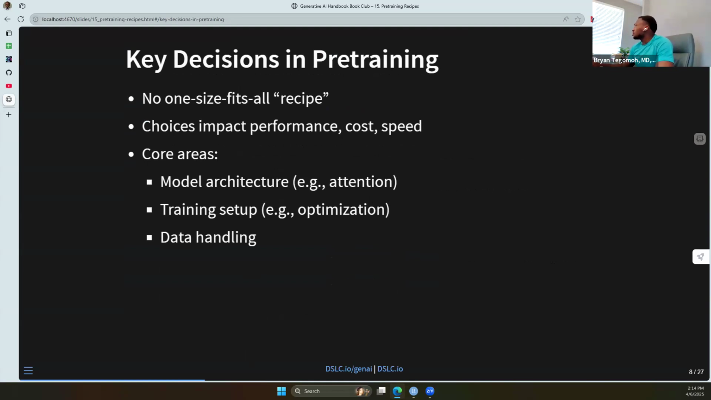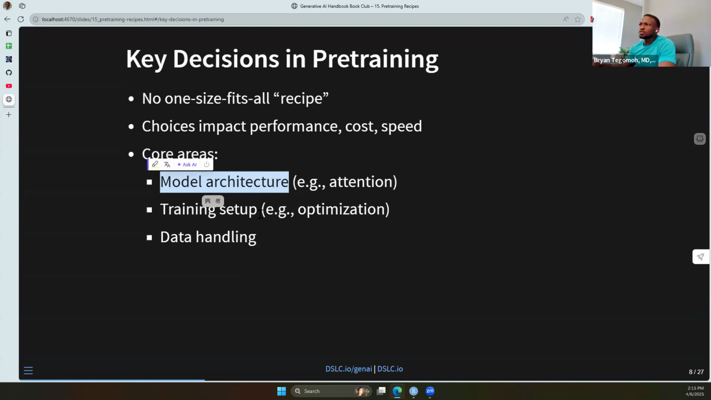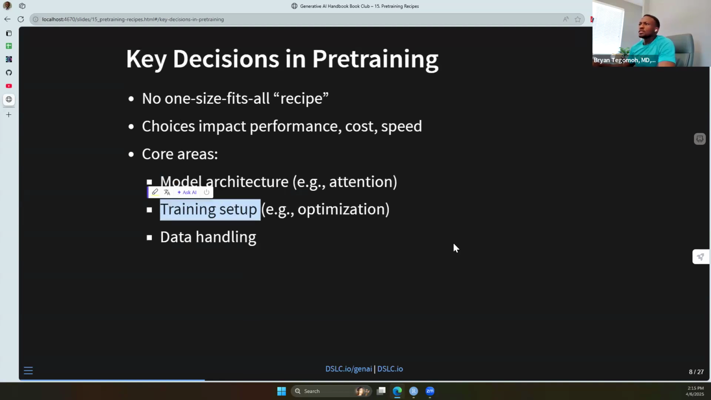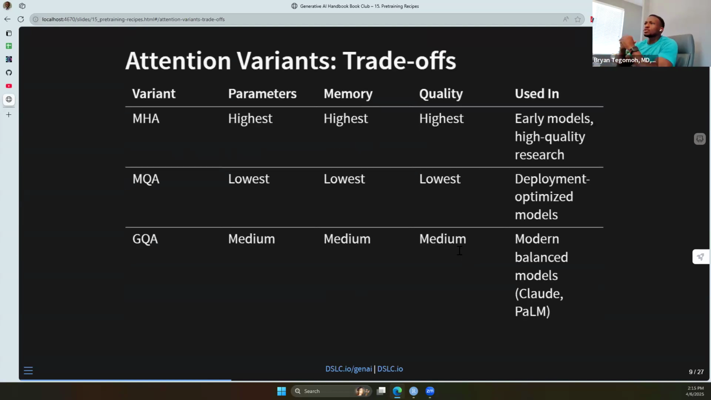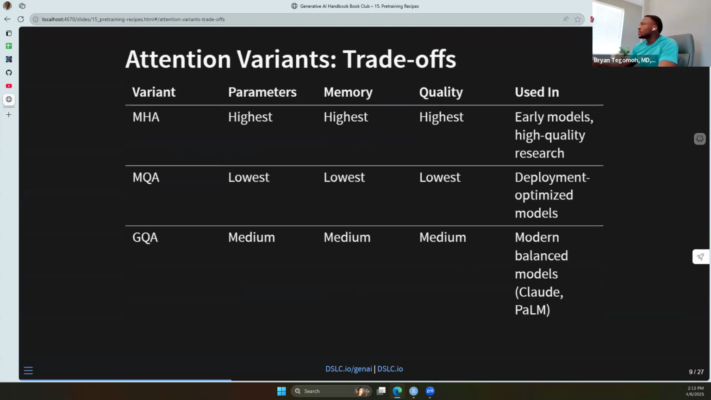Your decisions in architecture, training setup and data handling directly influence the performance, cost and speed. So it really depends. But one of the key things to keep in mind is what model architecture to go with, what sort of training setup to use, and how you want to have your data structured.